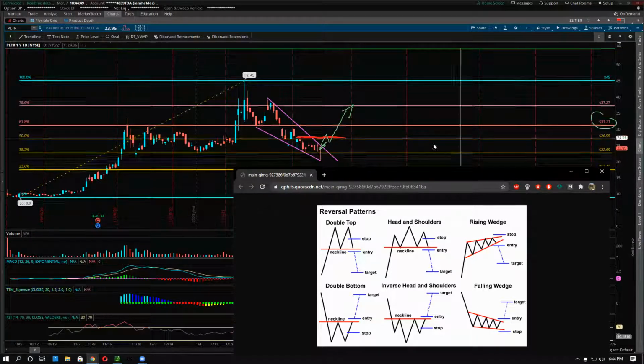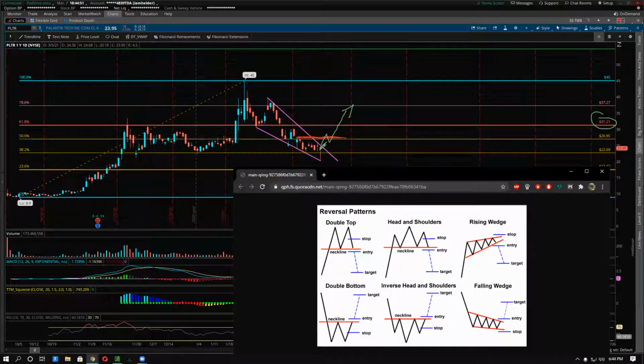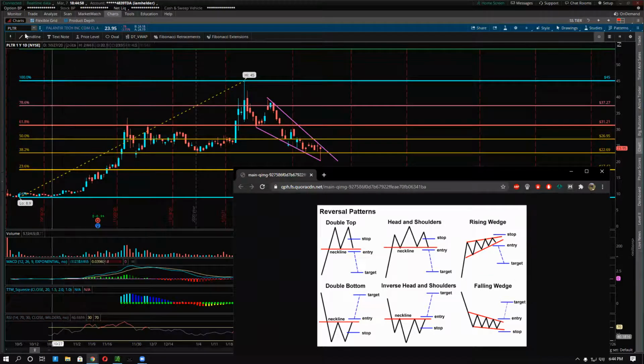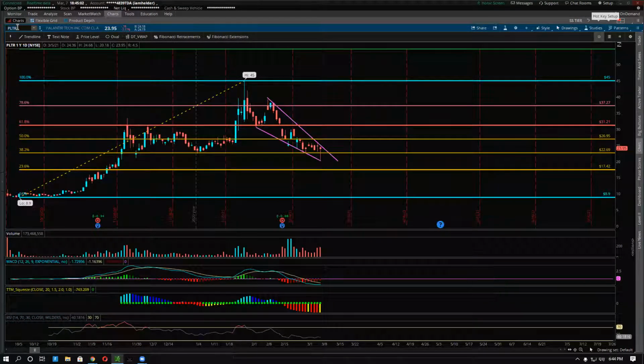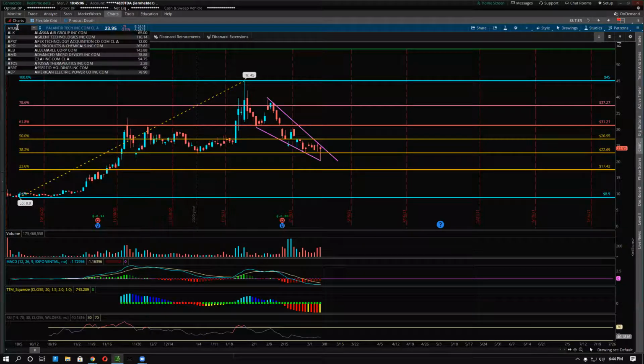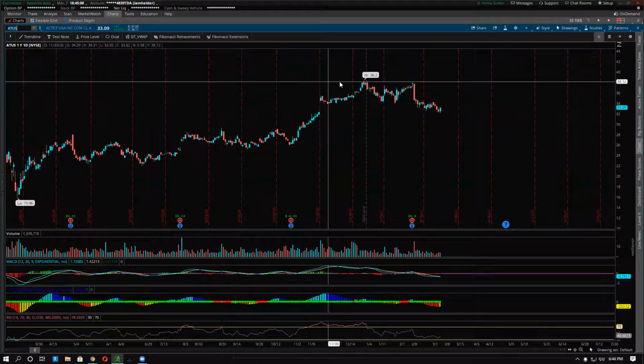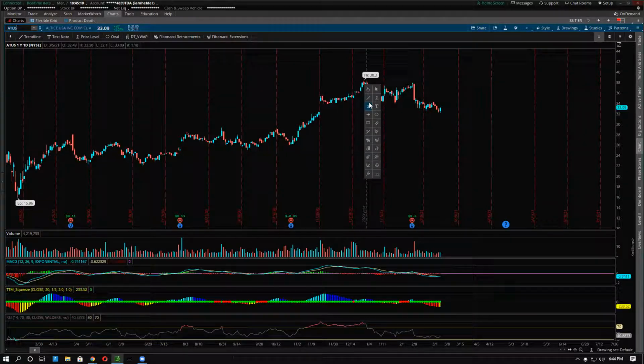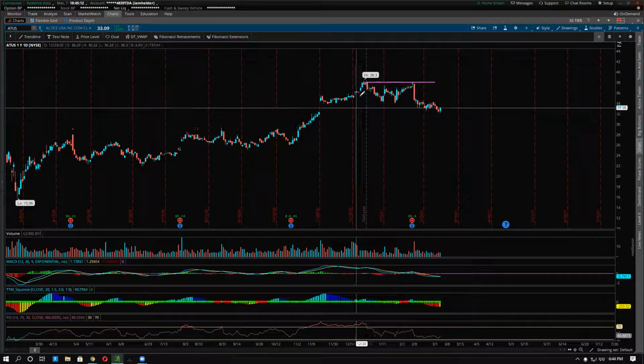Making sense so far, guys? Just let me know in the chat because I don't want to confuse you guys. This is an example of the falling wedge pattern. Let me do a double top real quick. All right, that's perfect.